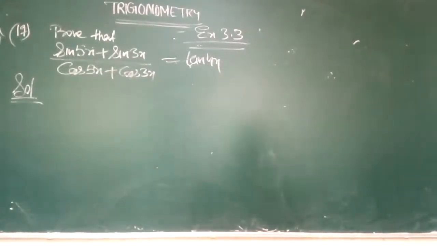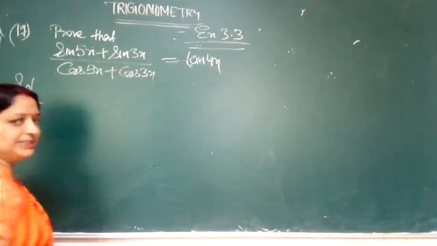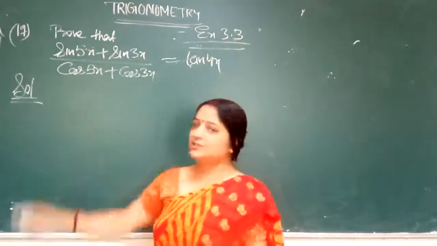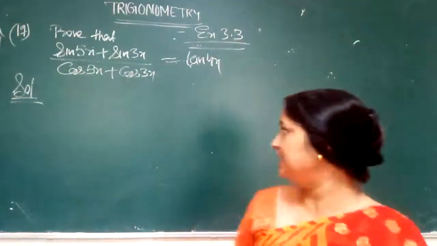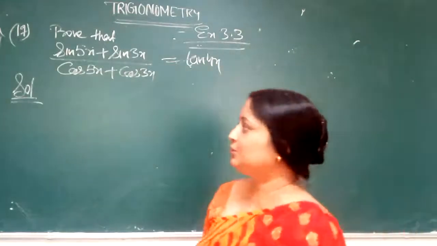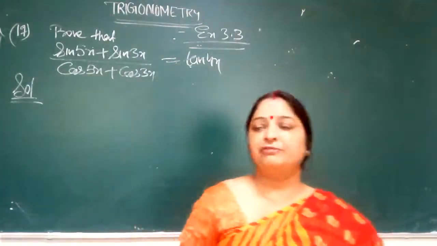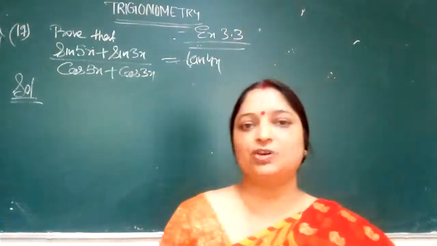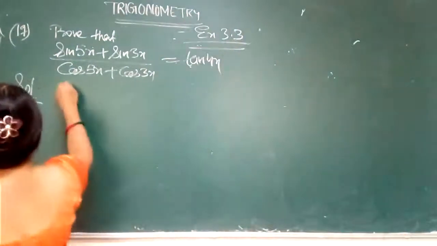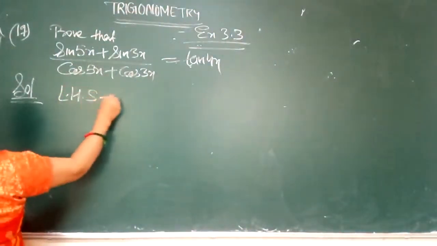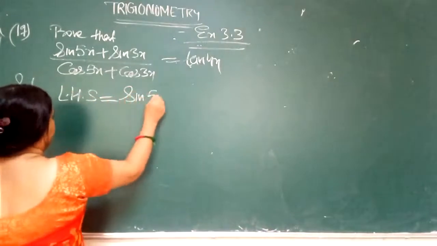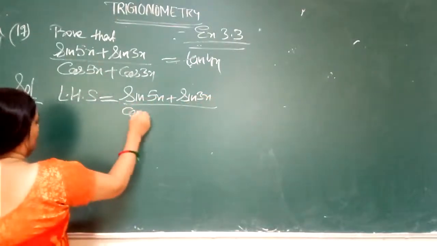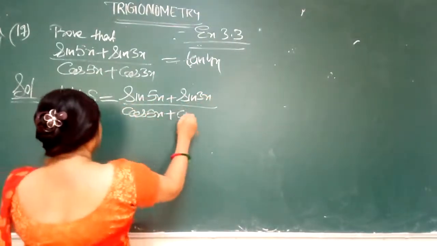Now students, come to question number 17. In question number 17, prove that (sin 5x plus sin 3x) upon (cos 5x plus cos 3x) is equal to tan 4x. Now students, you know the formula we will apply here. Now let us start the solution. Take the left-hand side. What is the left-hand side? Sin 5x plus sin 3x upon cos 5x plus cos 3x.